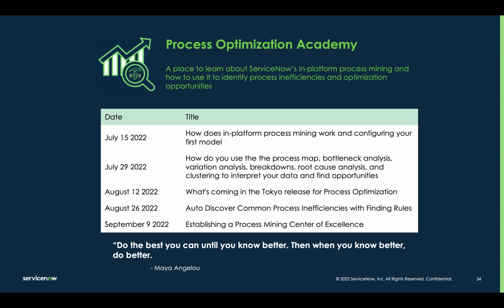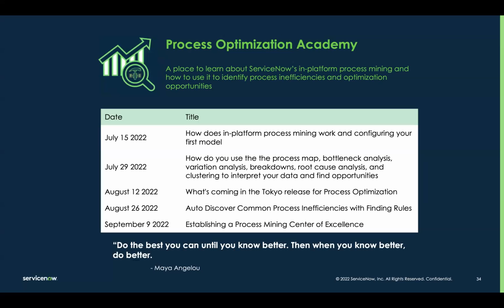And then for the next session in 2 weeks, I thought we'd spend more time on the different analytical capabilities in terms of the process map itself and navigating that, bottleneck analysis, variation analysis, root cause, and some of those findings. So all the different ways that you can interpret the data and find opportunities, we'd spend time on that. And then as August rolls around, we could talk.